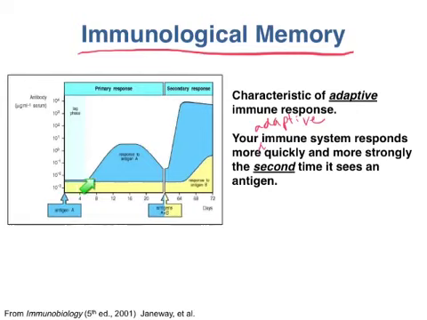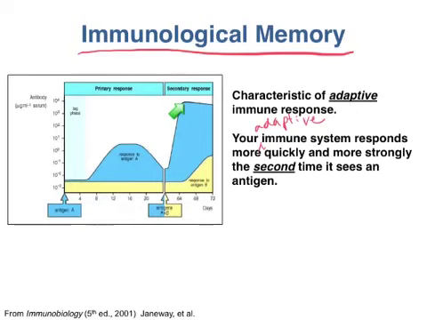There's a delay before the adaptive immune response gets going, and then you see the antibody response coming up. But then you expose the organism to that A antigen, the blue antigen, again, and there's no delay. The antibodies are right there, ready to go. And it's stronger. You get more antibodies produced in that secondary response. Note that this is specific. Immunological memory is very specific.